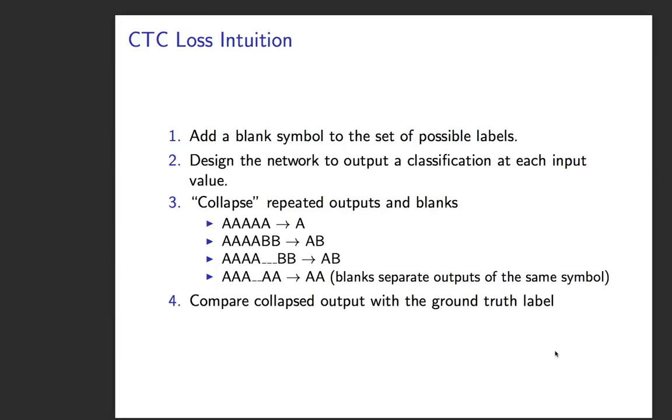You can see that these two examples, the 4 A's, 2 B's collapse to AB, and then the 4 A's, 3 blanks, and 2 B's collapse to AB. And we're going to formally define a function that does this in a bit. And then this allows us to compare the collapsed output with the ground truth label.